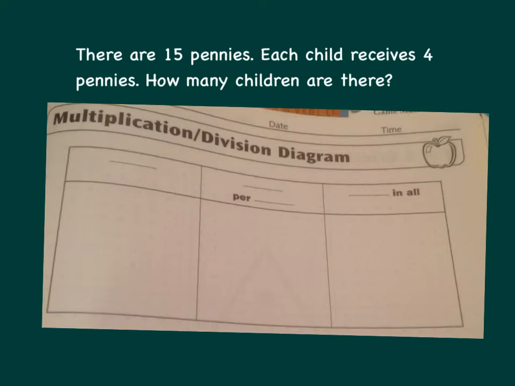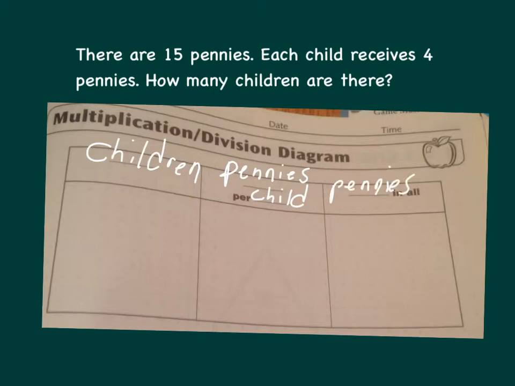and we can start by saying the first box here, of course, will have children. The second box will have pennies per child. And the third box will say pennies in all, just like we did with the other one. Pause the video now and try to fill in these squares on your slate.